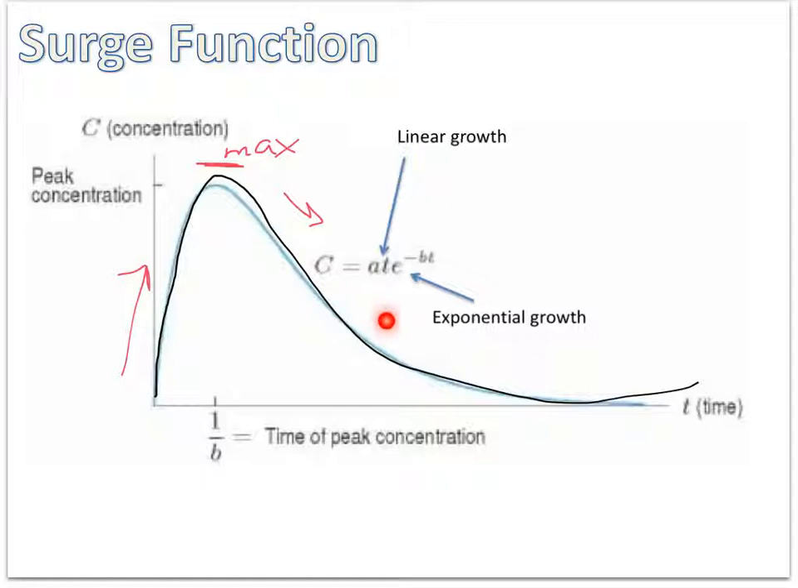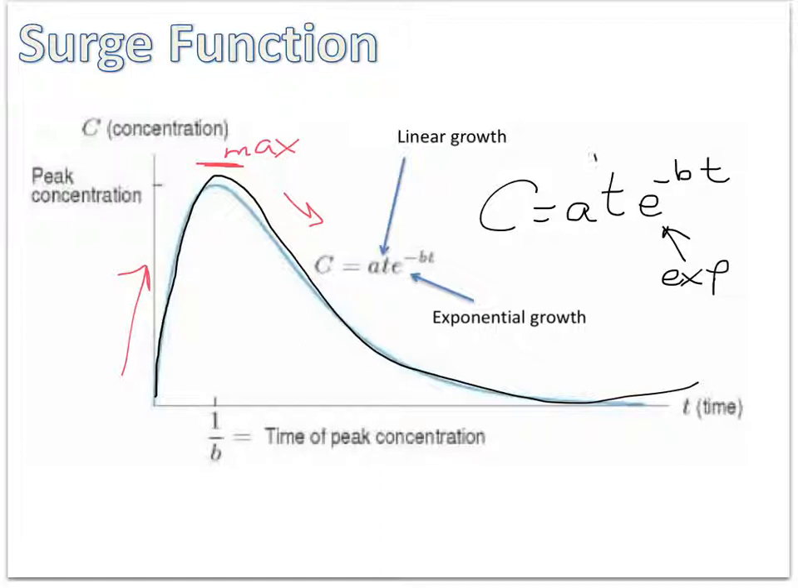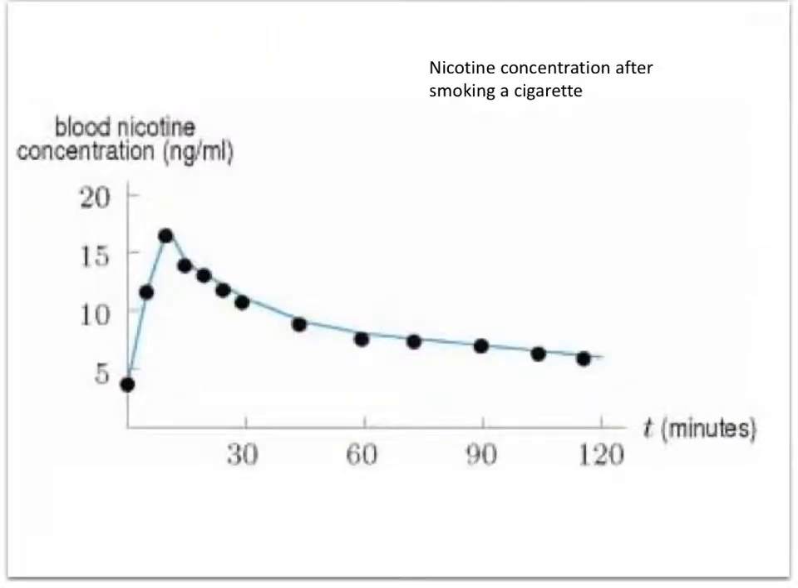Can you even see that? No. The function is C equals ATE to the minus BT, where of course this is your exponential piece and this is your linear piece of the growth. Again, we're not going to examine the function this section. I believe it's 4.7 that we actually look at this function. You can kind of see that one because it has more dots.